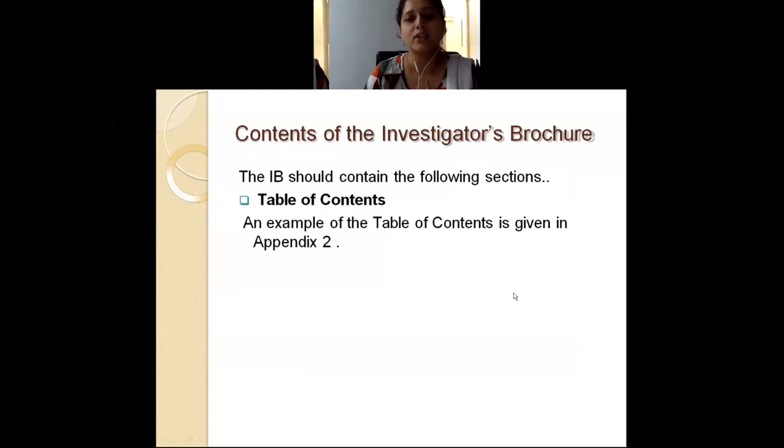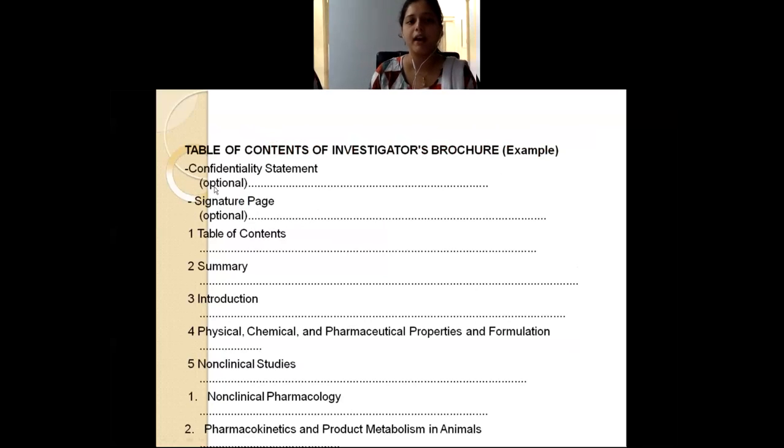Now, the various contents of the investigator's brochure. The brochure should include the following sections. First, the table of contents; an example has been given here. We can see that if any confidentiality statement has been made by the sponsor, it must be included. That is optional. Signature page, if there is any, that too has to be included. That is also optional.